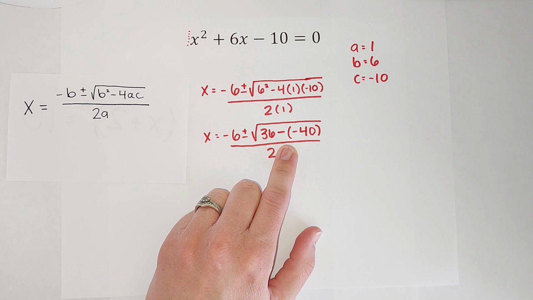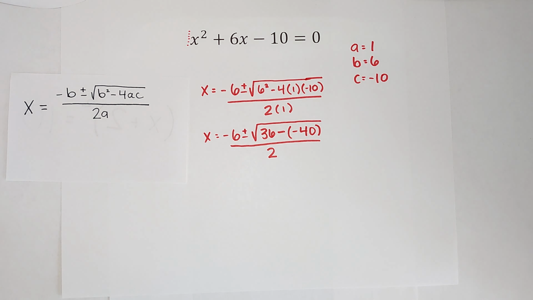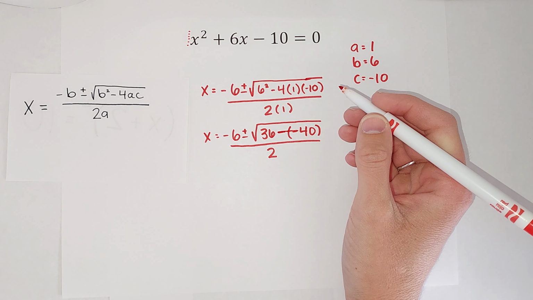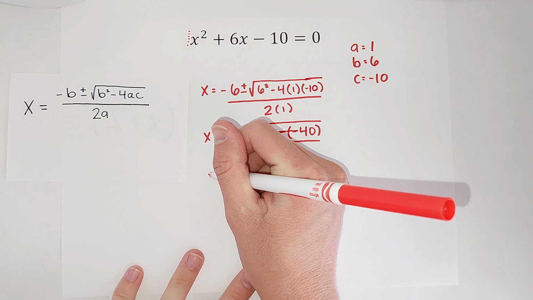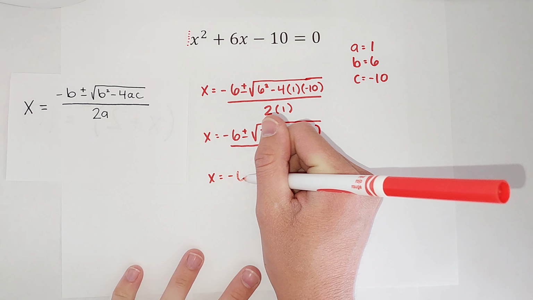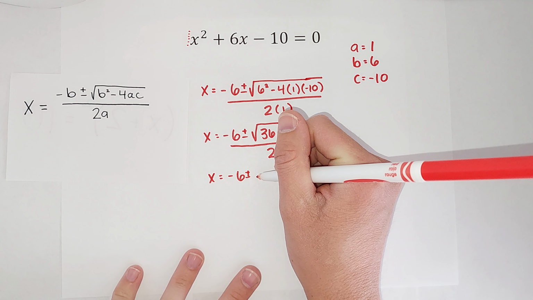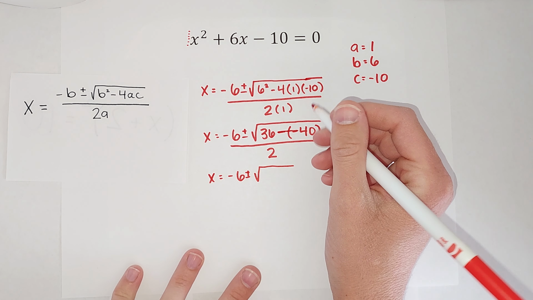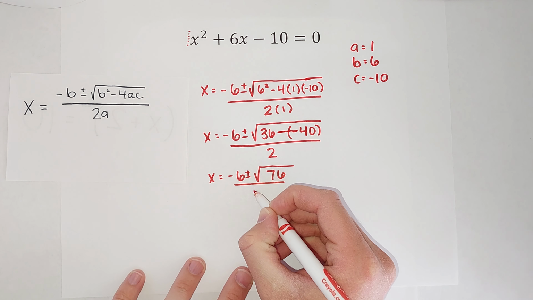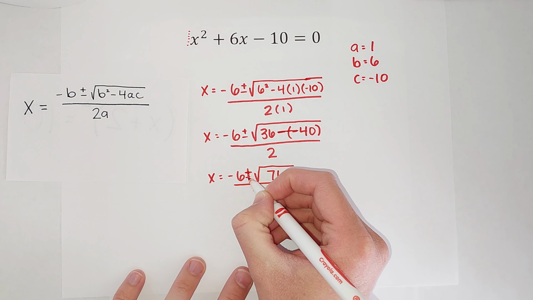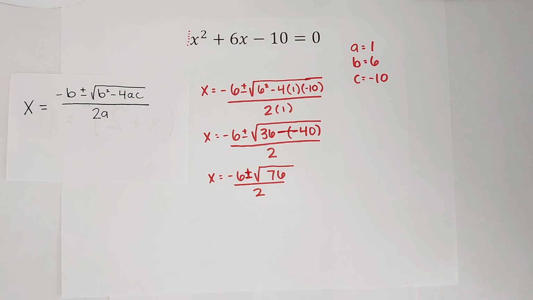All right, so here we are subtracting a negative, which goes positive, right? When you take something negative away from your life, that's positive. So this is actually 36 plus 40. So we're going to end up with x equals negative 6 plus or minus the square root of 36 plus 40 gives me 76, all over 2. That is kind of a funny looking plus or minus. Sorry about that. Okay. Now, what is my next step?